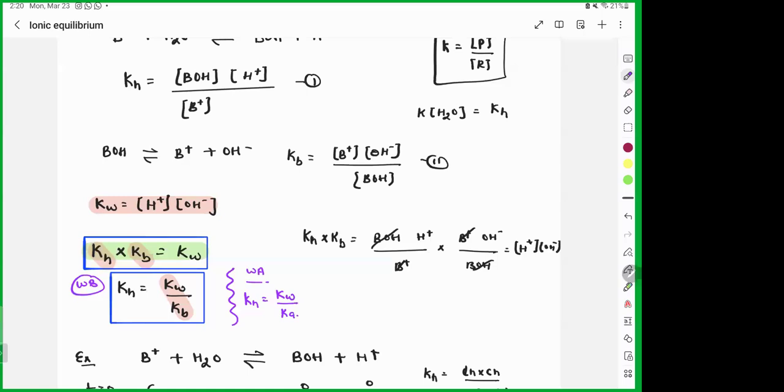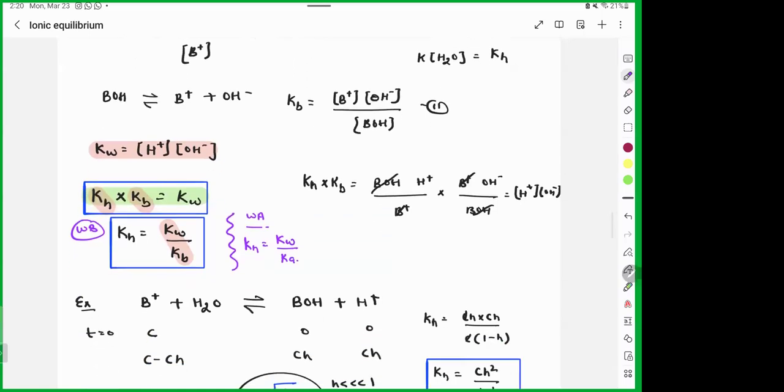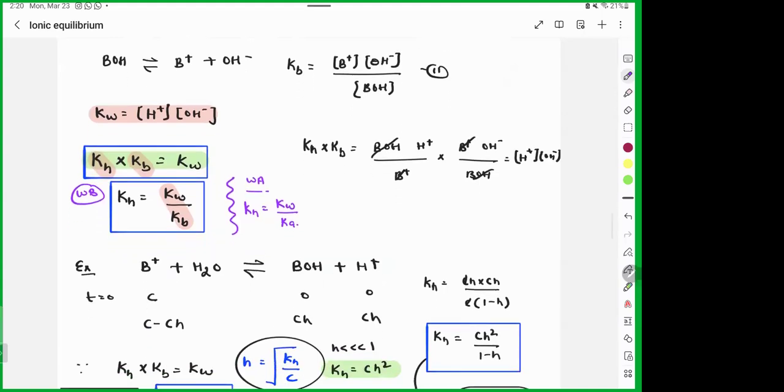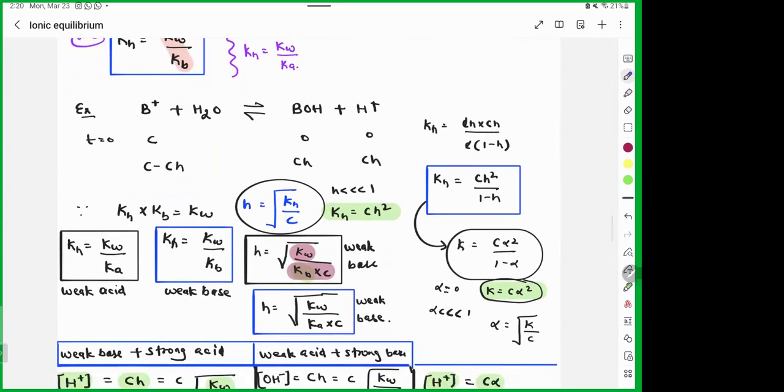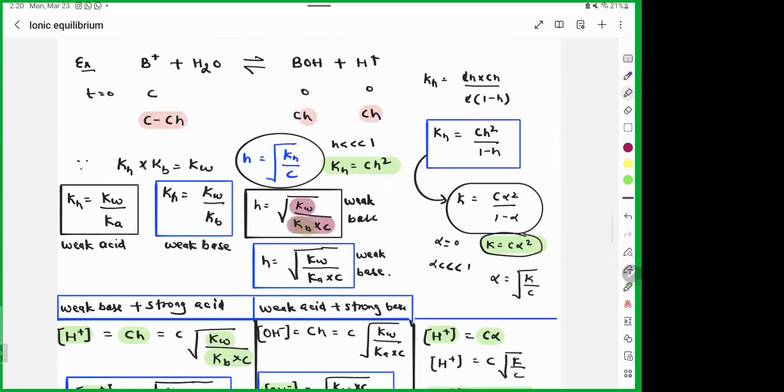Any doubt? For weak acid, you have Ka in the denominator. For weak base, you have Kb in the denominator. Correct? This is also the same. If you take base reacting with the water, this is common. Kh into Kb is equal to Kw, or Kh is equal to this for weak base. For weak acid, correct?